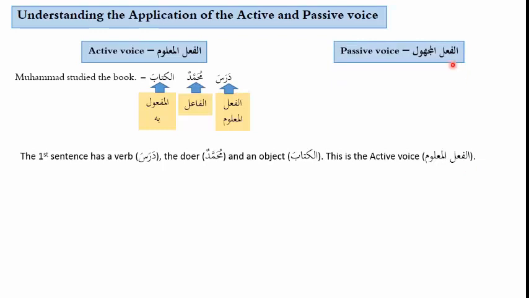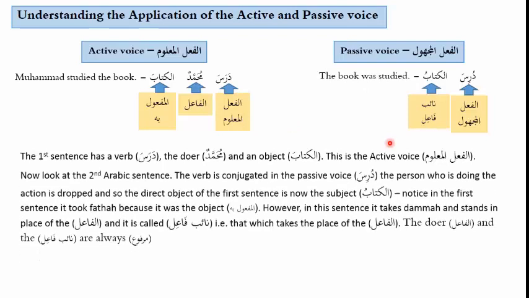Now we have al-fi'l al-majhul, which is translated into English as the passive voice. The book was studied. Durisa al-kitabu. Here we have al-fi'l al-majhul. Durisa al-kitabu is na'ibu fa'il. Notice it is not fa'il. We're going to explain this, right? It is na'ibu fa'il. Okay.